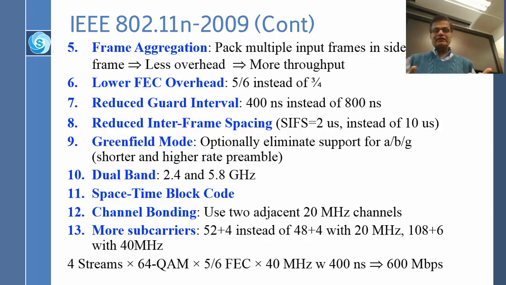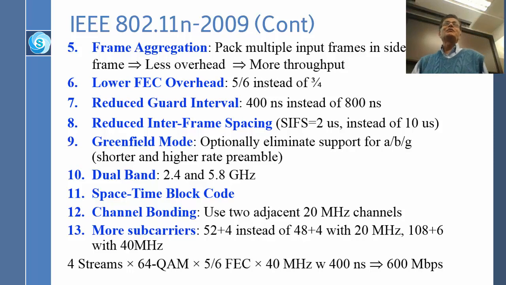So now here is what they are doing. They are taking 4 less pilot or something, 4 more for data. So again, this is good for throughput, but bad for error correction. And so 108 plus 6 with 40 megahertz. So now if you have 4 streams, each with 64 QAM, with 5 by 6 FEC, and 40 megahertz with 400 nanoseconds.